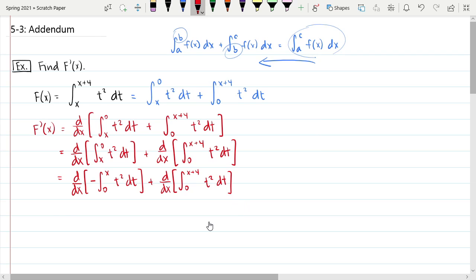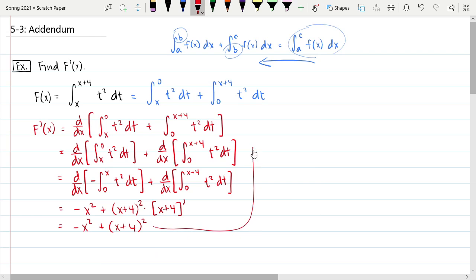So now when I apply the fundamental theorem of calculus Part 2, the derivative of negative integral from 0 to x of t squared dt becomes negative x squared. Plus, and then for the second part, again, remember the t gets replaced with the x plus 4. So I have x plus 4 quantity squared times the derivative of x plus 4 because of the chain rule. But the derivative of x plus 4 is just 1. So I have negative x squared plus the quantity x plus 4 quantity squared. Again, it's times 1, so that's just going to go away.